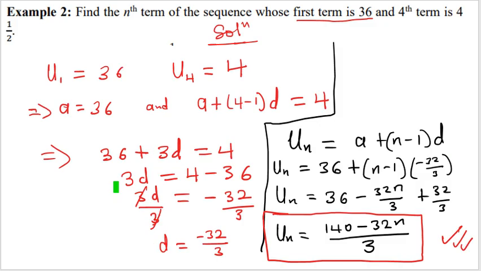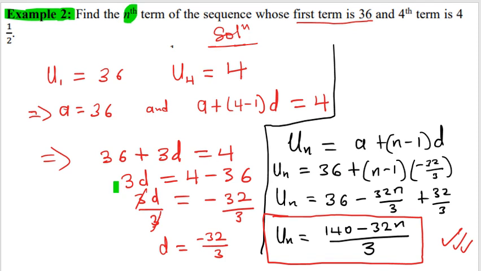Now the next example, example 2. We are to find the nth term of the sequence whose first term is 36 and the fourth term is 4.